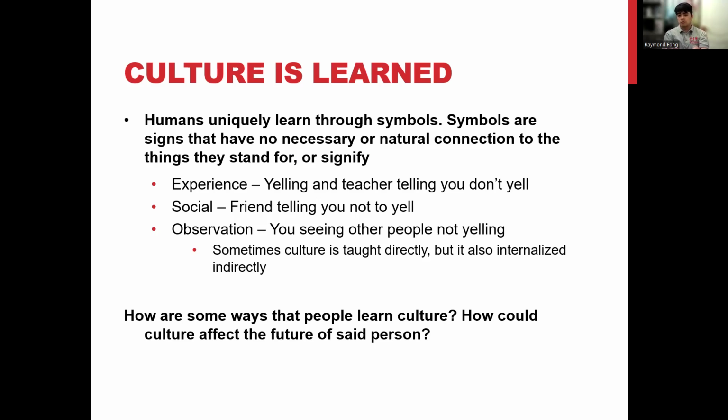Finally, there's observation. This is probably the most common one that people don't think about. Observation. I asked the class, what's 2 plus 2? And you're about to say 4, but then you look around and you see that, oh, wait, no one else is yelling. Maybe I shouldn't yell. That is observation. Okay. And so, as you can tell by these examples, sometimes culture is taught directly, but it is also internalized indirectly. Okay.